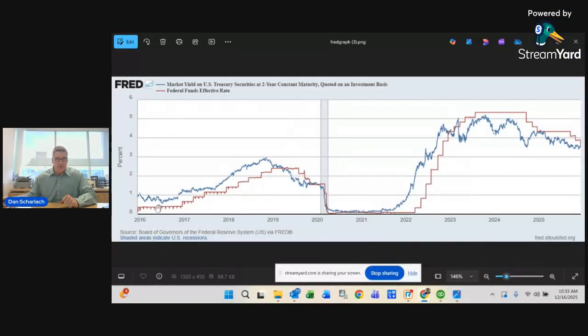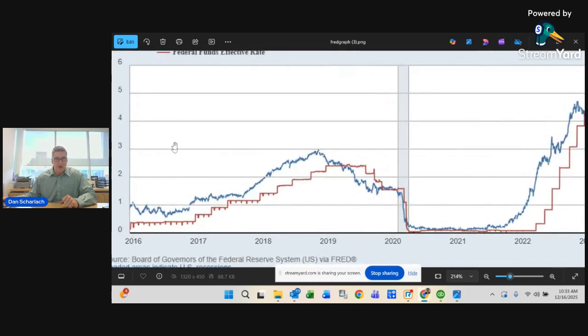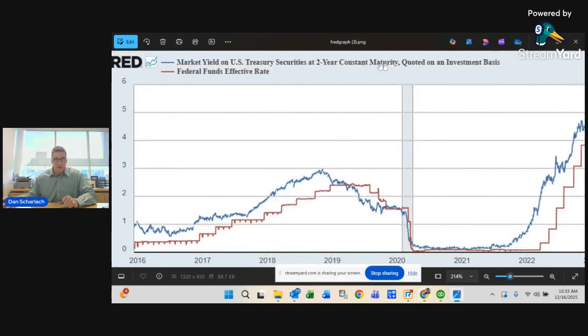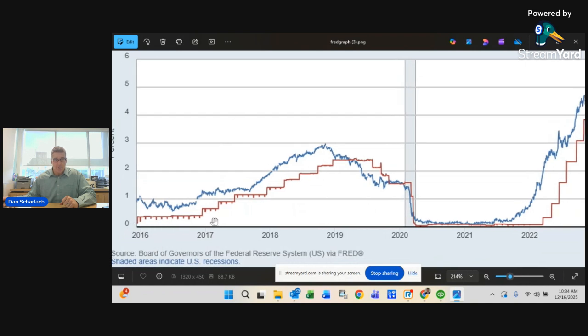Okay, so the first thing I want to talk about here is this chart. It shows the 2-year Treasury rate, or 2-year interest rate, and the Fed funds rate. Going back to 2016, 2017, anytime we see a big divergence between this red line, which is the Fed funds rate, and this blue line, which is the 2-year, you're going to see the Fed move. And what you're going to see on this chart is that they are always following the 2-year.